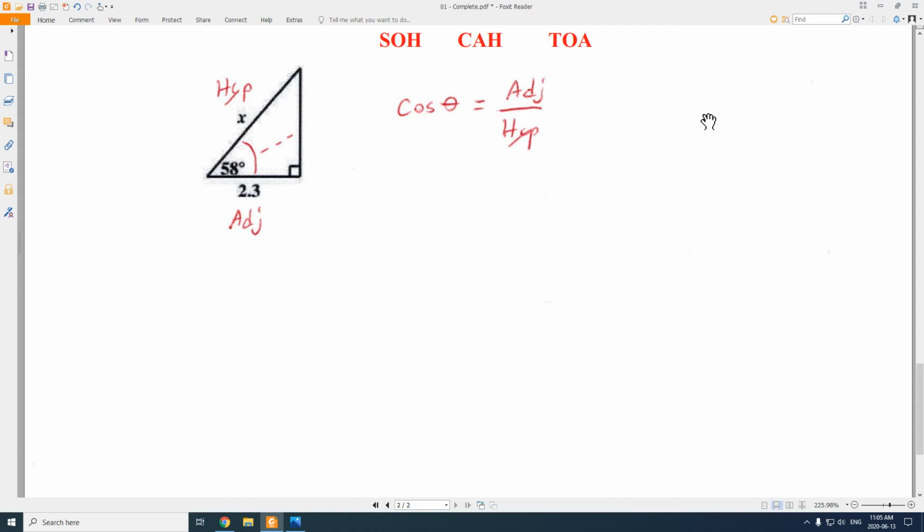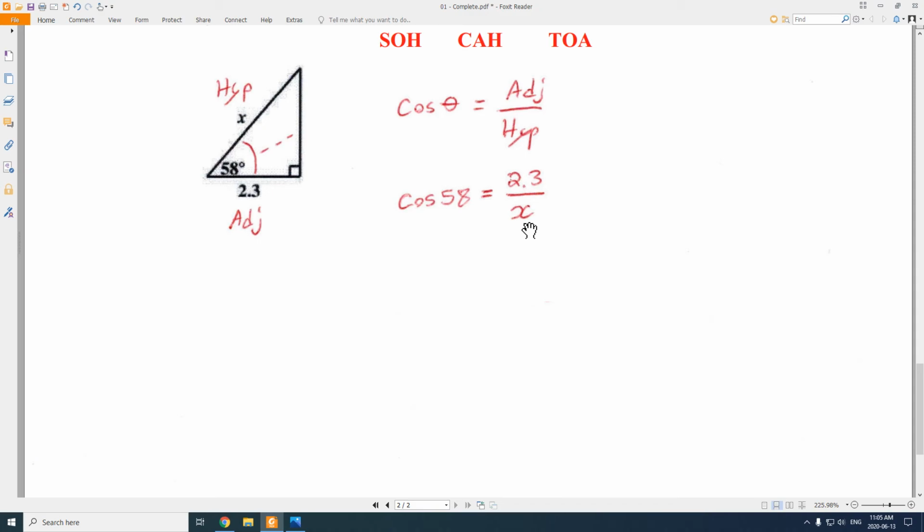All right, so I know which equation to work with. So at this point, I just plug everything in. Cos of theta becomes cos 58. Adjacent becomes 2.3. And hypotenuse becomes x. All right. So at this point, once again, I have an equation. I just need to solve it.